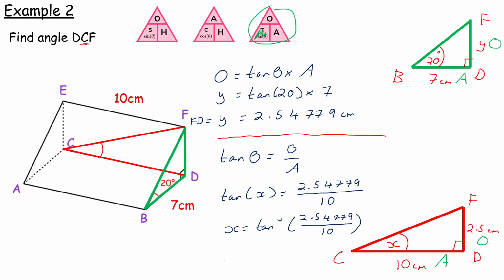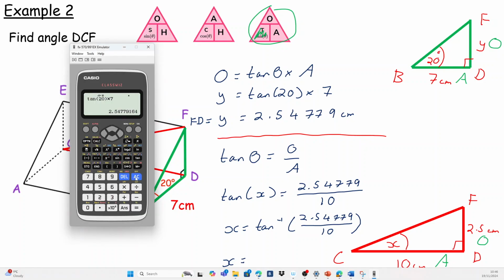And you can see I'm writing out all of my working. It's really, really important because if I do make a mistake somewhere in an exam, you're getting all of the marks for the working. Let's clear this and let's go again: shift and then tan. And then let's put in my fraction button and say I've got 2.54779 over 10.